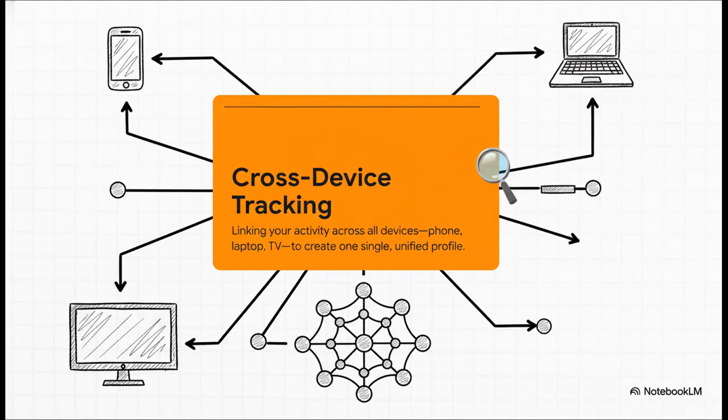The official name for this is cross-device tracking. And really, it's just what it sounds like. It's the technology that lets companies see that your phone, your laptop, and maybe even your smart TV all belong to the same person or at least the same household. It's powered by something called graph algorithms, which is just a fancy way for computers to map out relationships and find connections between different bits of information.